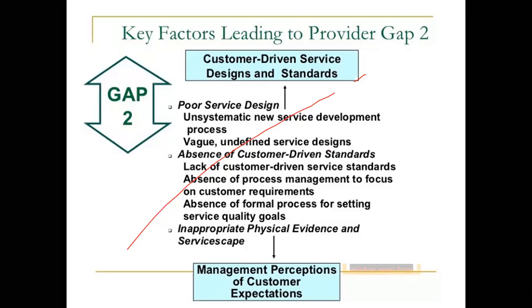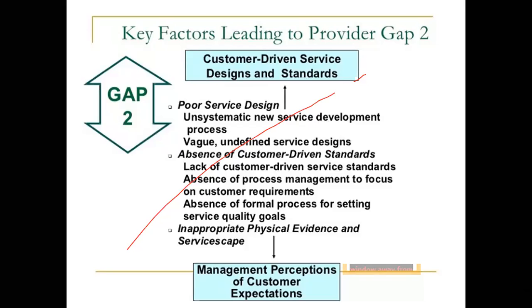Then management perception of customer expectations is how management should be aware of how customers perceive the company. What quality of expectations are they expecting from the company? How are they going to think about the company? Where do I need to change my particular service? What standards do I still need to improve? Depending on these two, majorly customer driven service designs and standards and their relationship with management perception of customer expectations, whatever the gap is there is called gap 2 of your service quality standards.